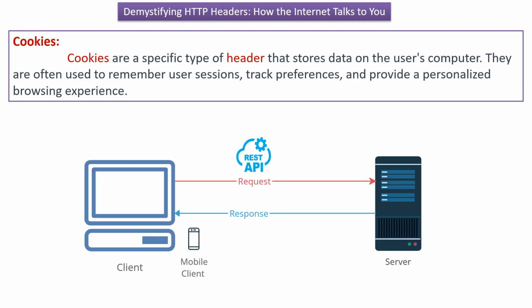Now we will see cookies. Cookies are a specific type of header that store data on the user's computer. They are often used to remember user sessions, track preferences, and provide a personalized browsing experience.